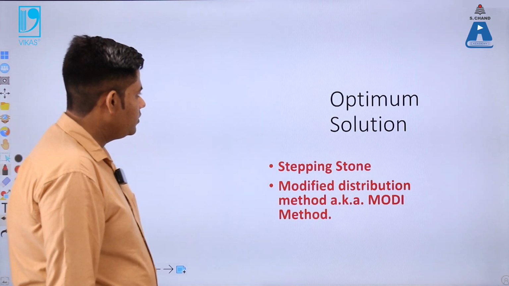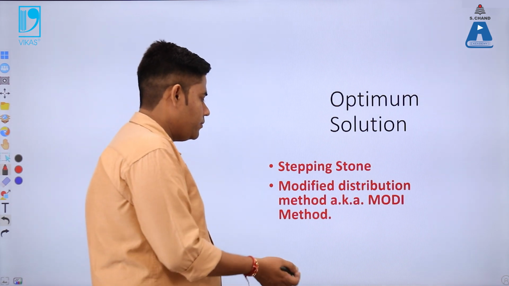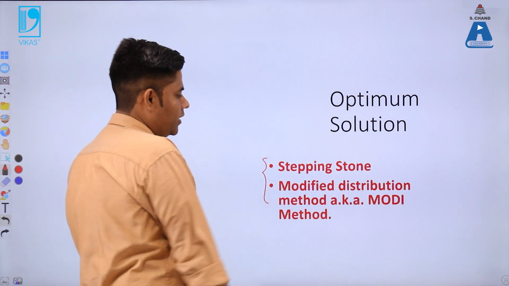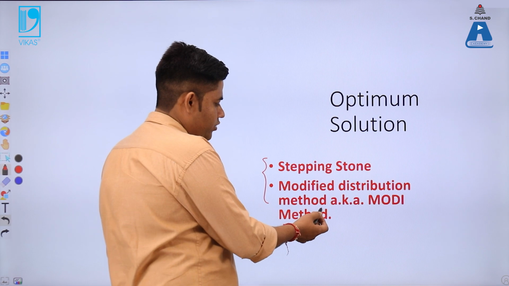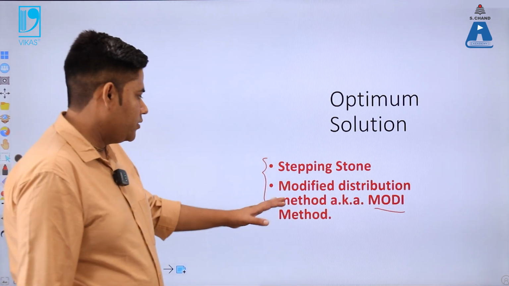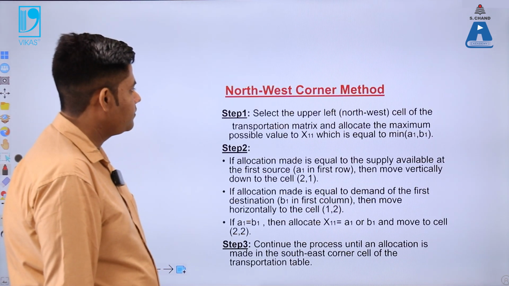So the optimal solution, if it is a second phase type of transportation problem, we have a number of methods, but the two methods that I have listed here are the stepping stone method and the modified distribution method, which is also known as the MODI method. So we'll be learning about the MODI method also in case of an optimization solution.